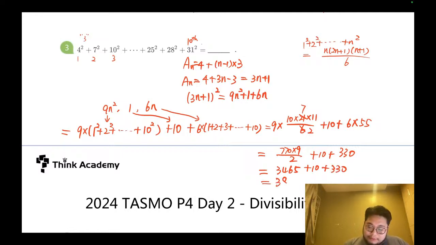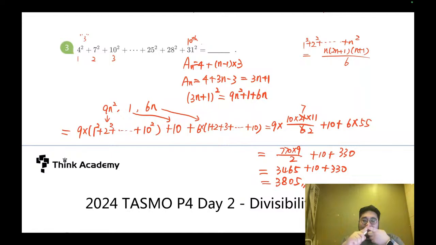It equals 3,805. So this one is not very hard, but you need to find the pattern step by step. Once we find out it's an arithmetic sequence and you separate it, you should know one part is n squared, another part is n squared, and after that we have 6n. You need to know how many terms we have and what the formula is to calculate the sum. So this one is a little hard, I will give it 2 stars maybe.